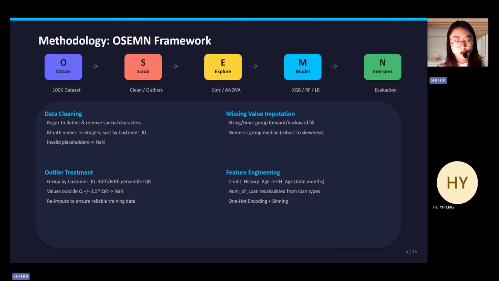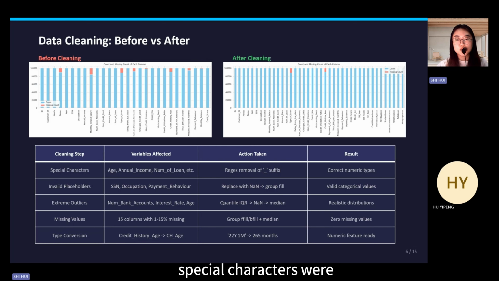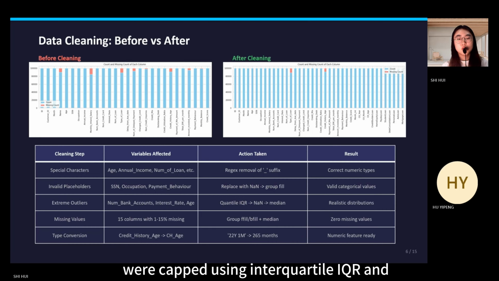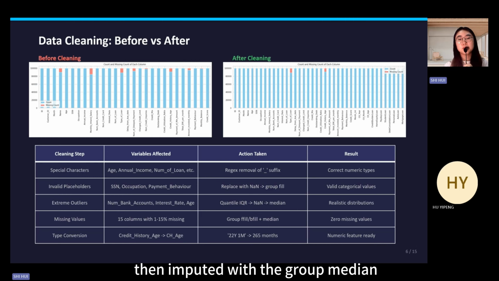For outlier treatment, we grouped data by customer ID and computed the IQR between the 40th and 60th percentiles. Special characters were stripped from numeric columns. Invalid placeholders in SSN, occupation, and payment behavior were replaced. Extreme outliers in bank accounts, interest rates, and age were captured using quartile IQR and then re-imputed with the group median.